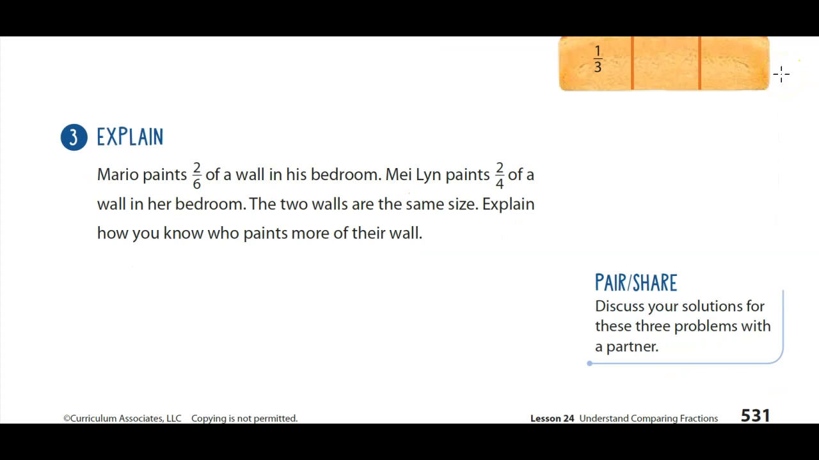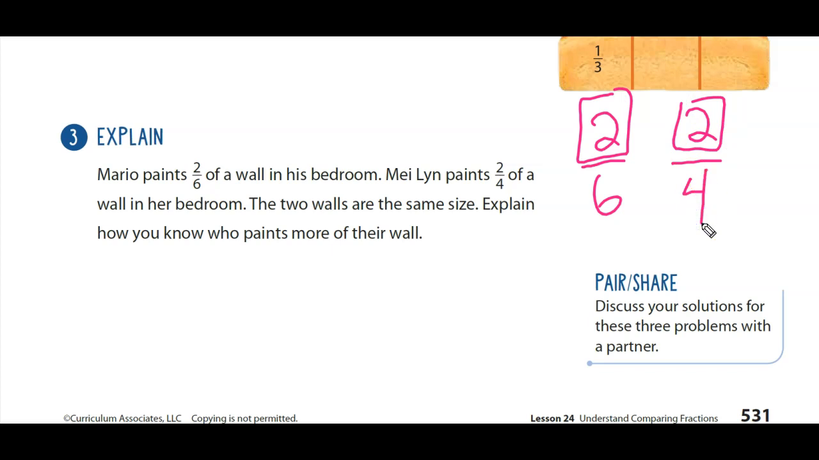It says Mario paints 2/6 of a wall in his bedroom. Mei Lin paints 2/4 of a wall in her bedroom. The two walls are the same size. So, who paints more of their wall? The numerators are the same. Who? Mei Lin. So remember what we talked about. If I have fractions where the numerators are the same, that means the numbers at the top are the same. The larger fraction has a denominator that's less. Just be thinking the opposite. I could use a model like this.